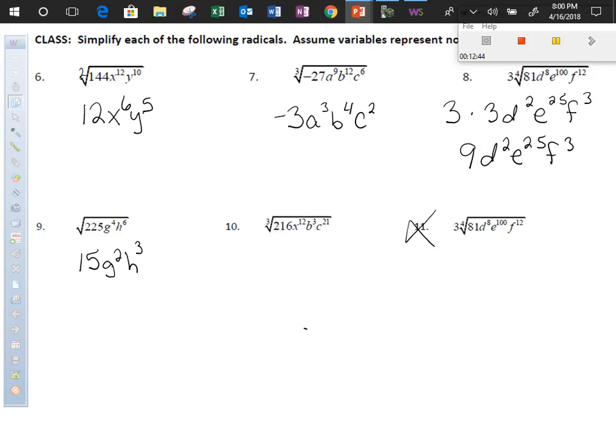Here's my number 10. I need the cube root of 216. So you're in the middle of your sheet there, and that's going to be a 6. I'm going to have an x to the 12 divided by 3 is 4. B to the 3 divided by 3 is 1. C to the 21 divided by 3 is 7.